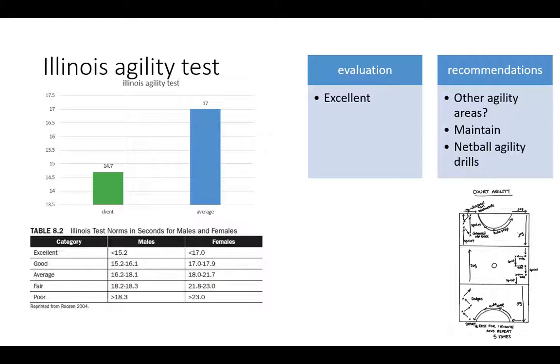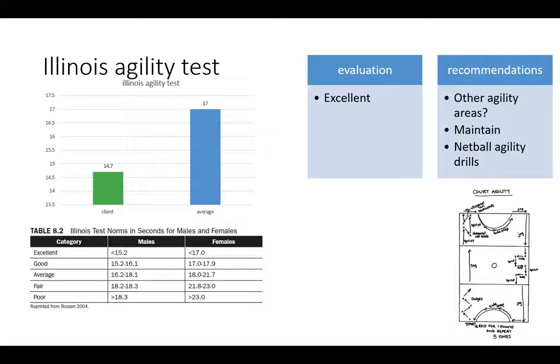In the Illinois agility test, they completed it in 14.7 seconds, which is excellent for males, so it doesn't need to be improved anymore. However, there are lots of different tests for agility, so I would recommend participating in a few more of these fitness agility tests to see if there are any other areas of agility, for example, moving side to side, because the Illinois agility test only focused on weaving between cones, to see if any of the other areas need to be improved.